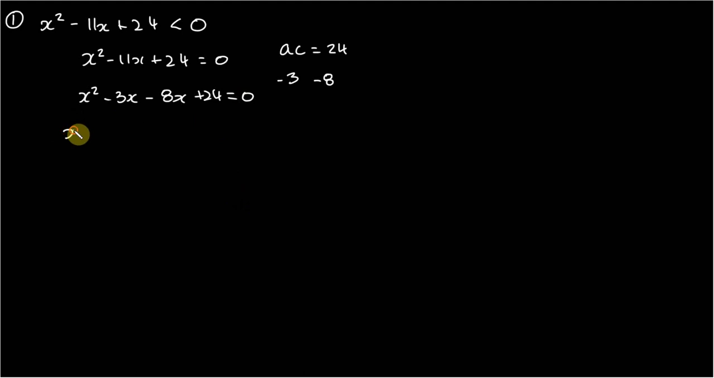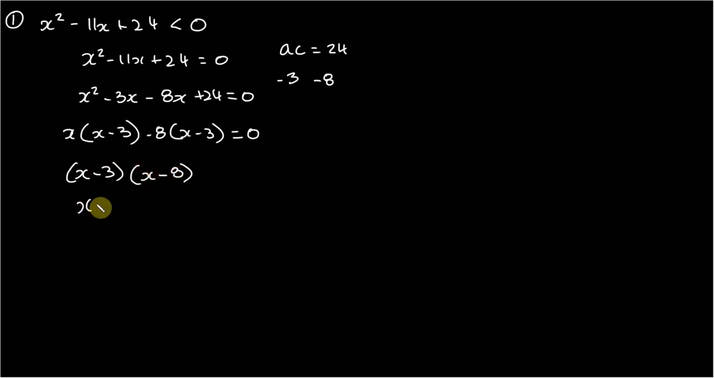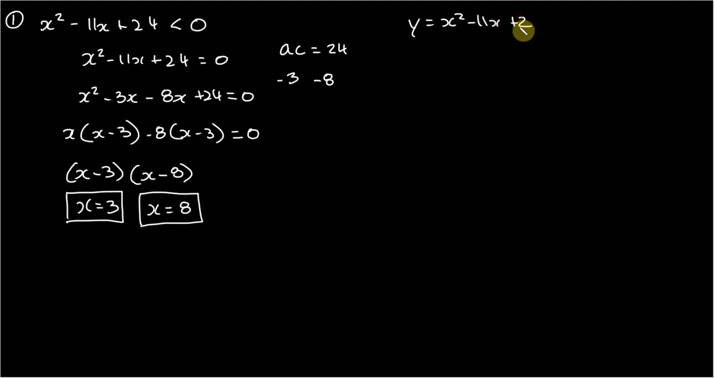And now we can factor out an x here, so it's x minus 3. We can factor out an 8, and now again it's x minus 3. And so we have x minus 3 or x minus 8, which is to say that x equals 3, x equals 8. So those are our two solutions, our two roots. And now we just need to sketch the graph of y equals x squared minus 11x plus 24. The graph doesn't have to be so accurate. It's just a rough sketch.